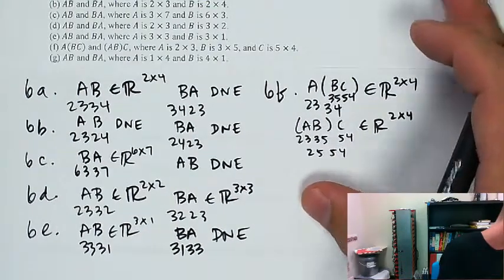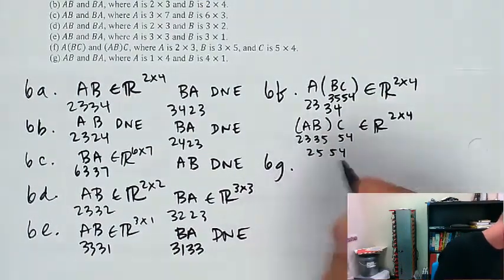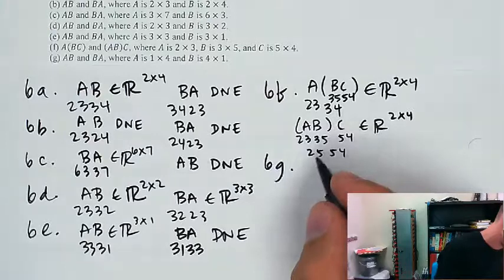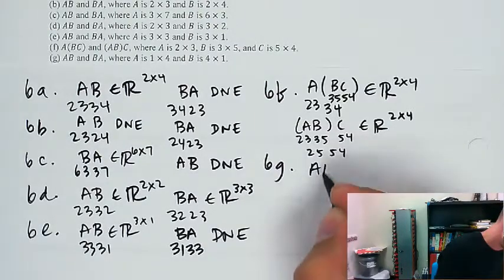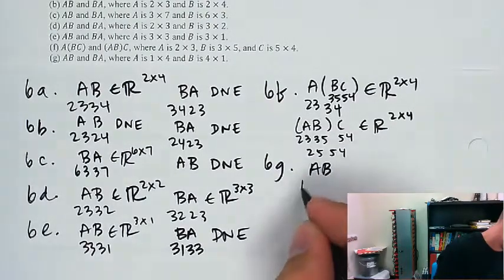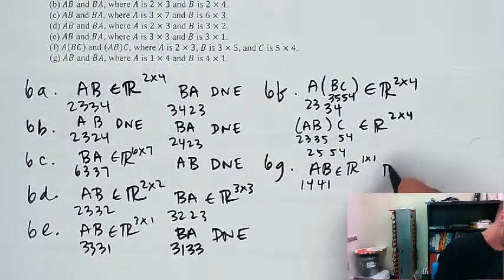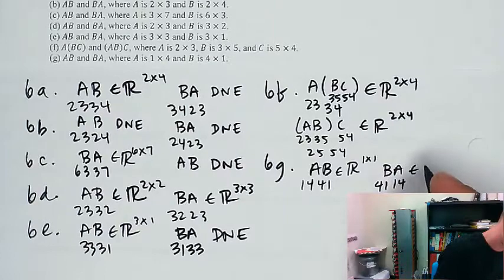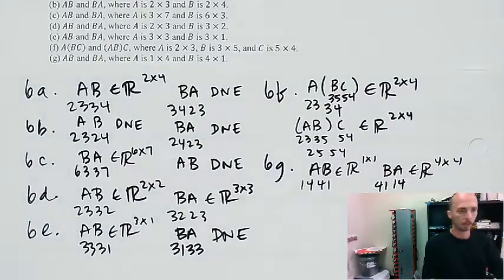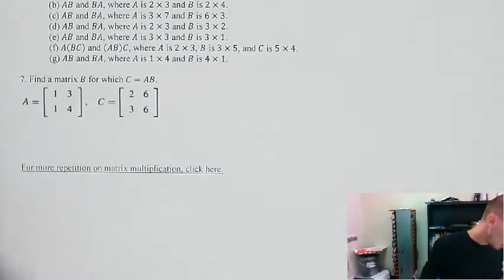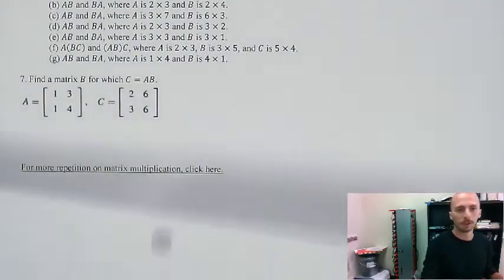And then 6G is going to be AB and BA. A is 1 by 4, B is 4 by 1. That's a 1 by 1 matrix. BA, I think it's going to be a 4 by 4 matrix, so it's 4, 1, yeah, 1, 4. Okay, that's number 6.